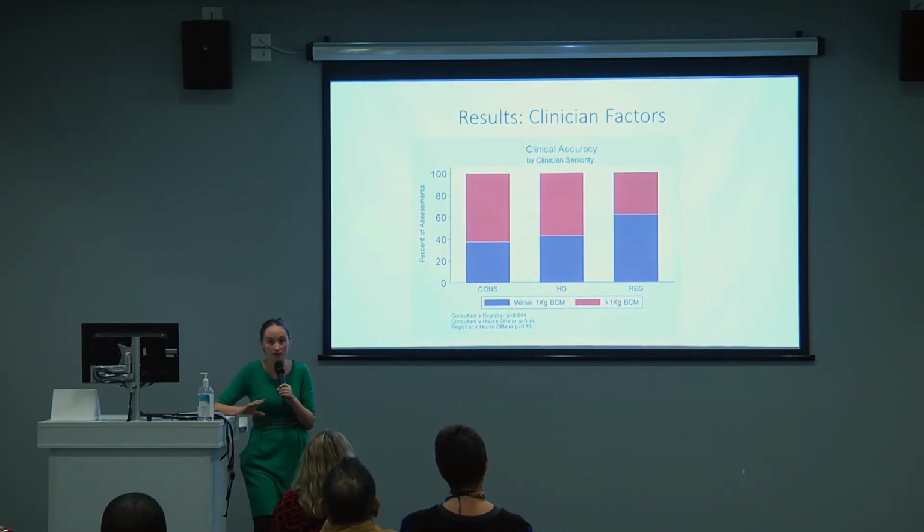For this graph, we analysed the same data a bit differently. We looked at the percentage of assessments that were within 1 kilo of the BCM. So we decided that that was what we were defining as accurate, within 1 kilo of the BCM. And actually, we found the registrars had the highest percentage of accurate assessments, which we were happy to find.